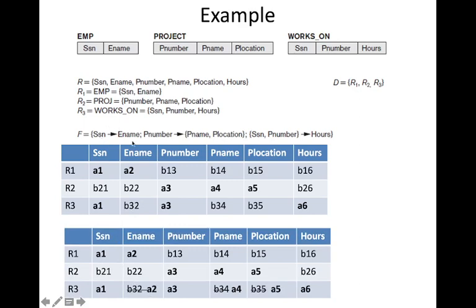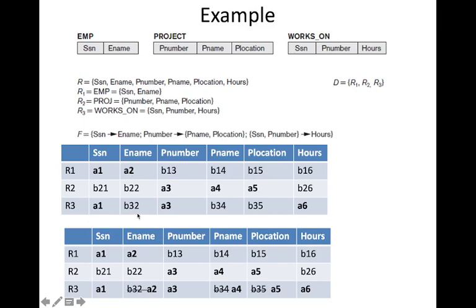That is SSN to E name. If we have the same SSN value, then we have to change the Y part also. When we change the Y part, if it contains an A value, make the other one also the same A value. That is, B32 should be made A2. That is what we have done here.